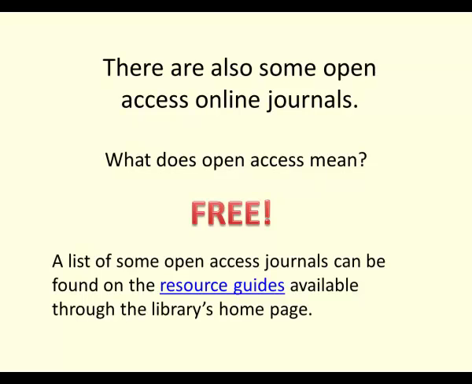Some journals are also available through the internet, although many of them charge for access to the whole article. So when looking for journal articles, it's best to start with the library's databases. For a list of some of the open access journals you can find online, check out the resource guides found on the library's website.